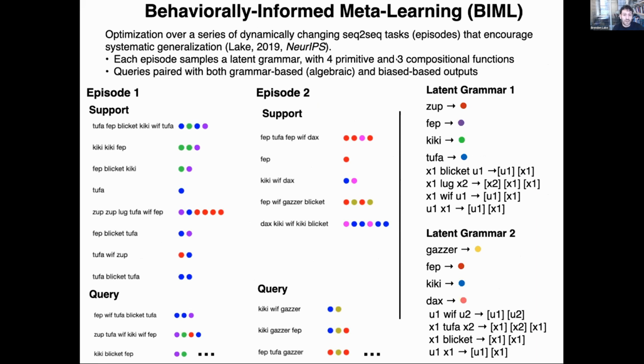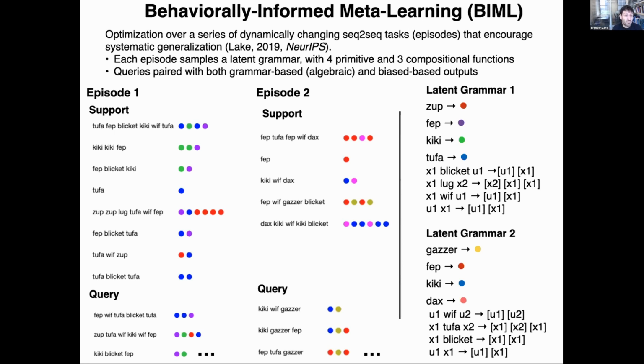So these are just generated, right? And in the first episode, you get a bunch of commands for support, and then you have to answer queries. There's an underlying latent grammar for that episode, and then you throw that away and you get the next episode, which has a different sample of latent grammar, and you learn to answer those questions. So over time, the model is going to optimize for systematic generalization.